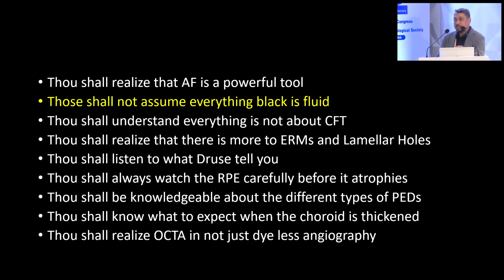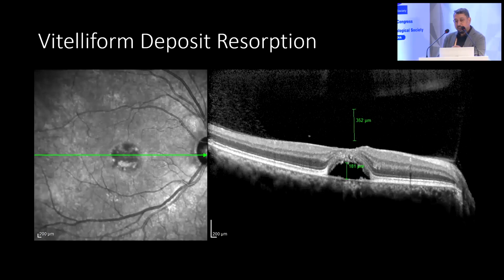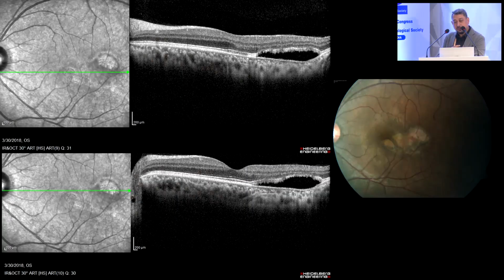The next thing is that thou shalt not assume everything you see is fluid. A typical case of this would be macular telangiectasia, where you have cystoid spaces. This is not cystoid macular edema. This is an area of inner cystoid or inner hyperreflective lamellae. Again, in a vitelliform deposit where there's resorption of the deposit, it may look like subretinal fluid, but it is actually a resorption of the vitelliform material, and you can see it in this patient.